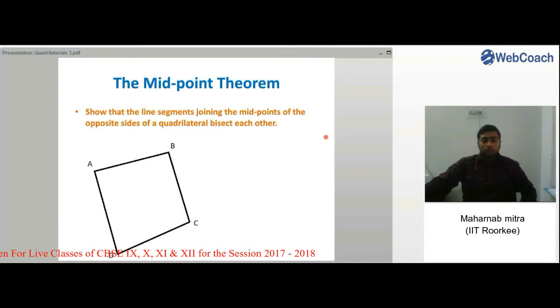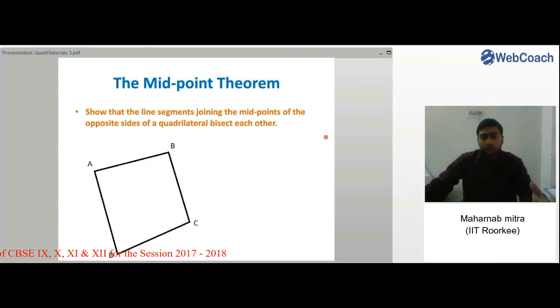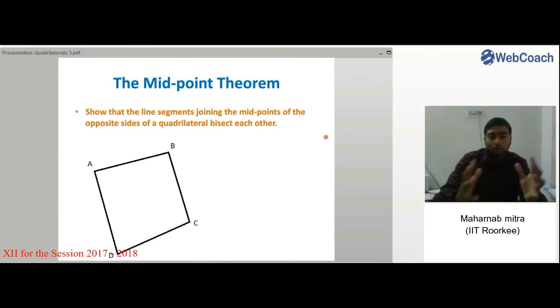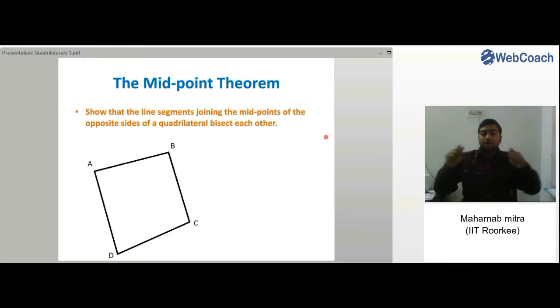So here we have to show that the line segments joining the midpoints of the opposite sides of a quadrilateral bisect each other, right? We are going to use what we have learned from the earlier triangle. The line segment joining the midpoints of two sides of a triangle is parallel to the base, of course, and also half of the base, right? We are going to use it in this question. So let us first draw the figure according to the given question. Let us join the midpoints.